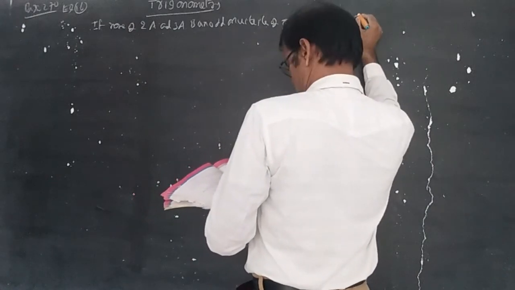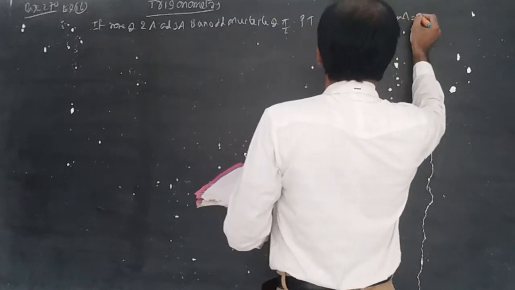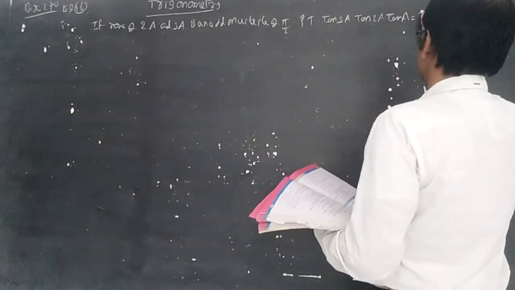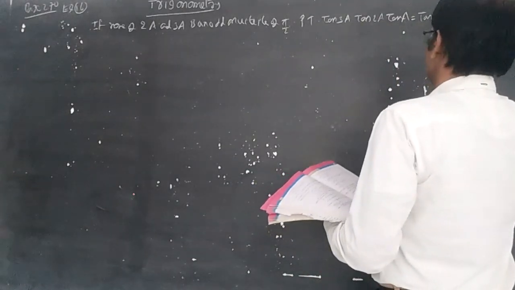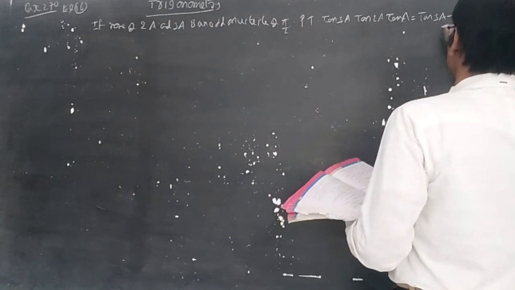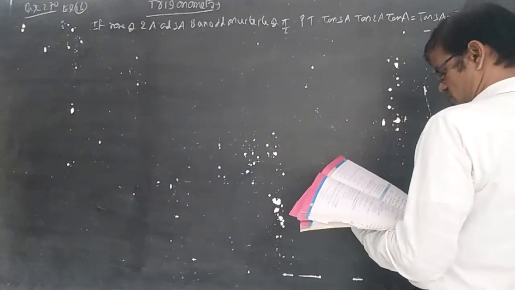tan 3a, tan 2a, tan a is equal to tan 3a minus tan 2a minus tan a. Tan 3a, tan 2a, tan a is equal to tan 3a minus tan 2a minus tan a.